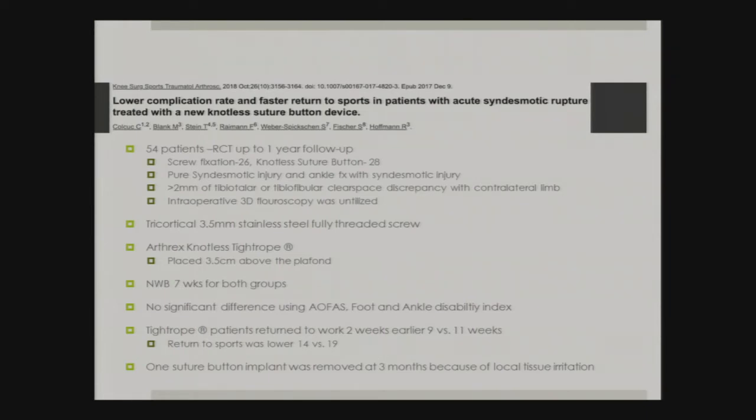The TightRope patients were able to return to work 2 weeks earlier, 9 versus 11 weeks in the metallic screw fixation group, and return to sports was on average 14 weeks for the TightRope and 19 for the screw group. They did note that one of the suture button implants was removed at 3 months because of local tissue irritation, and they opted to remove the screws in all of the patients as well. Medially or laterally? Lateral tissue irritation. That's what they said.